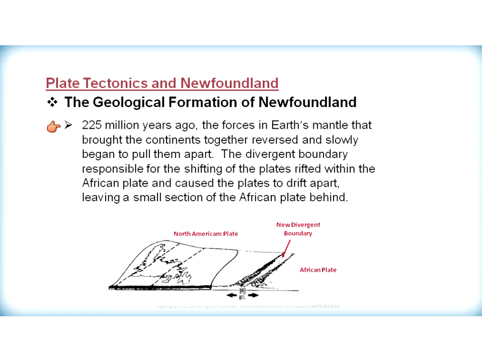Approximately 225 million years ago, the forces in Earth's mantle that brought the continents together suddenly reversed and slowly began to pull the plates apart. The divergent boundary responsible for shifting the plates rifted within the African plate and caused the plates to drift apart, leaving a small section of the African plate behind. When we look at the diagram below, the collision boundary before was located where central Newfoundland is today.